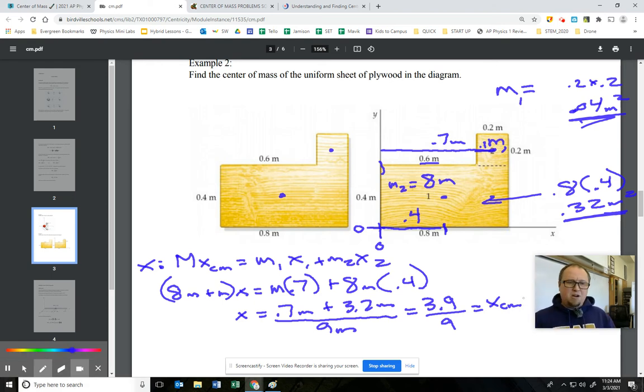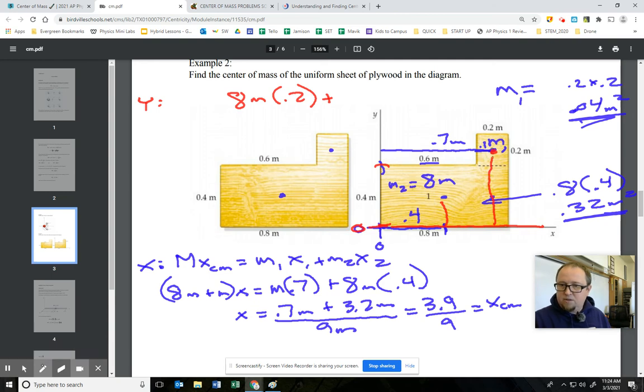Now the question is, what do I do to find the Y? Are you ready? Now you do the Y. So now when you do the Y direction, same exact process. How far away is it from my 0? I'm going to call this my 0. Well, if it's 0.4 total vertical, it's going to be 0.2. So 8M is 0.2 away. The next guy, well, where is he? He's this distance vertically. So that's 0.4 plus 0.1. So that M is 0.5 away.